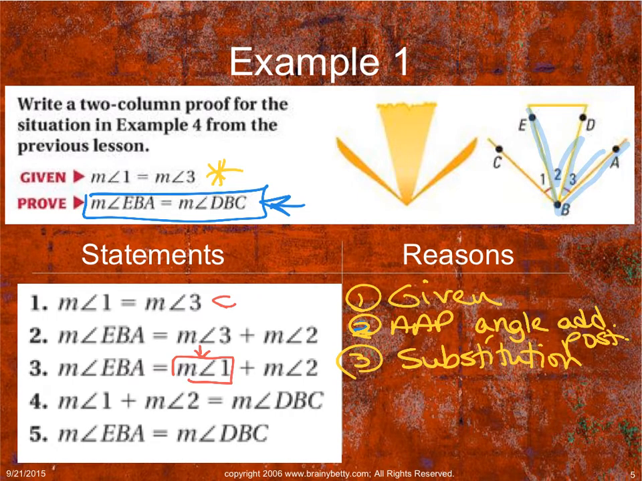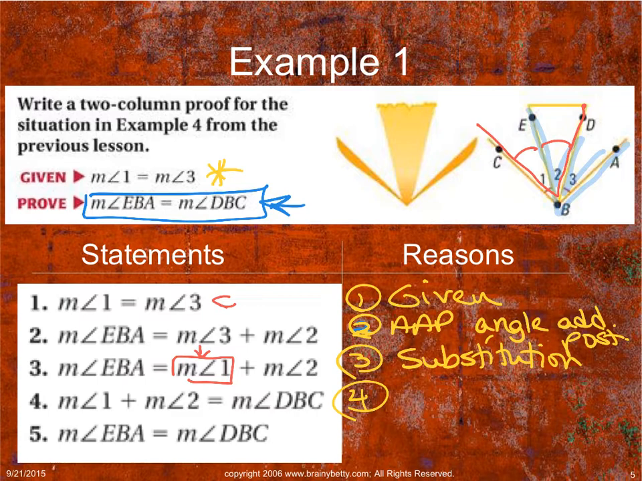And then step 4. Now we're talking about a different large angle. They're talking about DBC, and DBC is over here. And they're telling us it's made up of angle 1 plus angle 2. Anybody have any idea what that one is? Maybe substitution? Because we know that on top it's the same thing. Okay, but do we know anything about DBC yet? That's what they're asking us to prove.